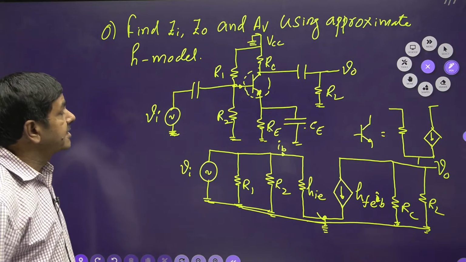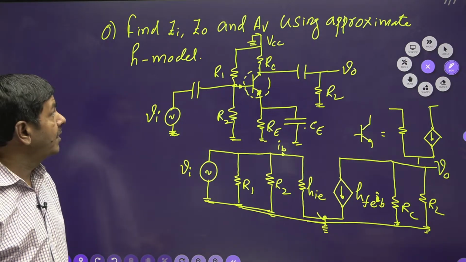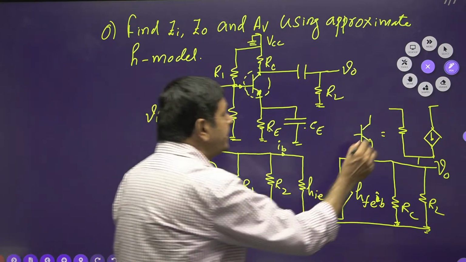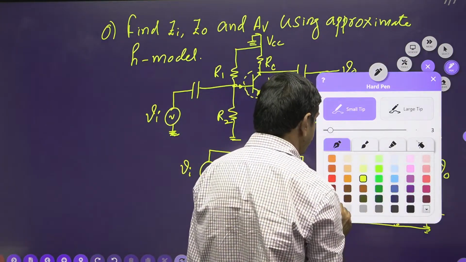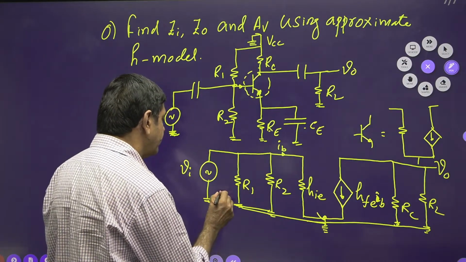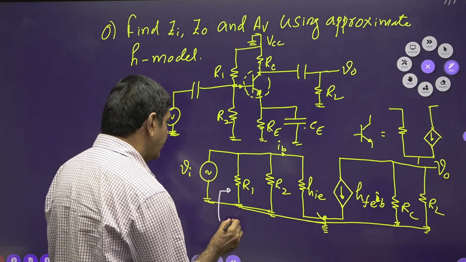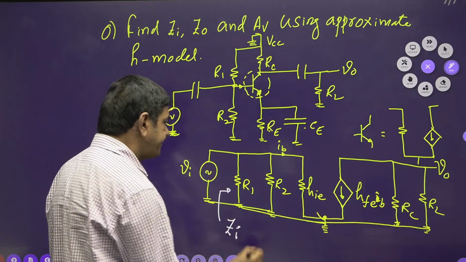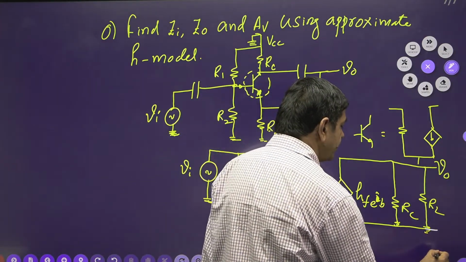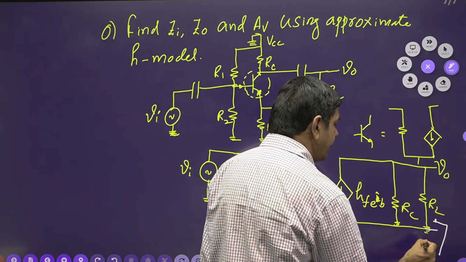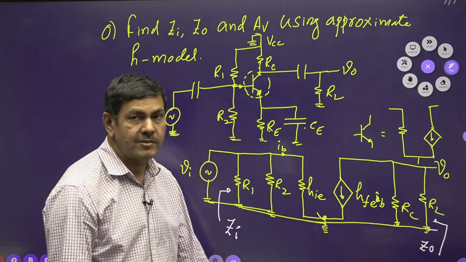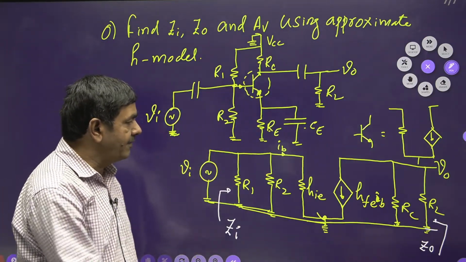But the problem is asking to find Zi, Z0, and the voltage gain. When the view is made in this direction, you will get the input impedance. When you make the view in the other direction, you will get the Z0 value directly. This is the Zi value.